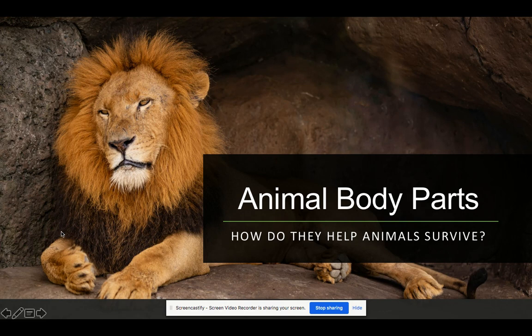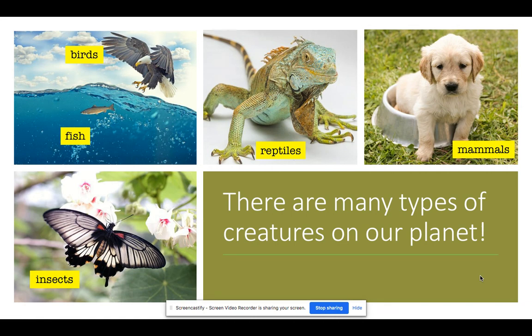It shows a lion and it is asking the question, how do they help animals survive? What body parts does this lion have to help it survive? So that's the question that's going to start our brain learning today.